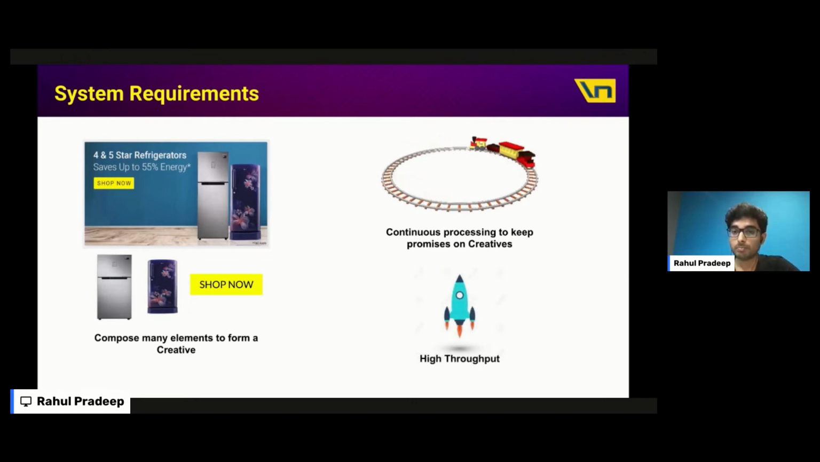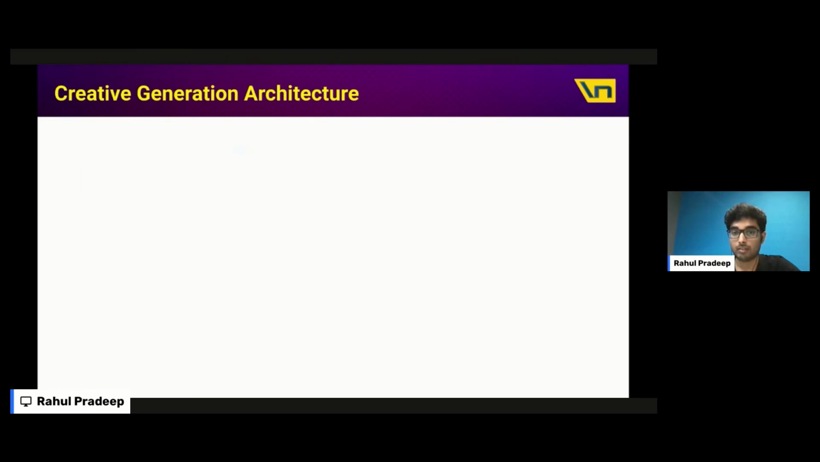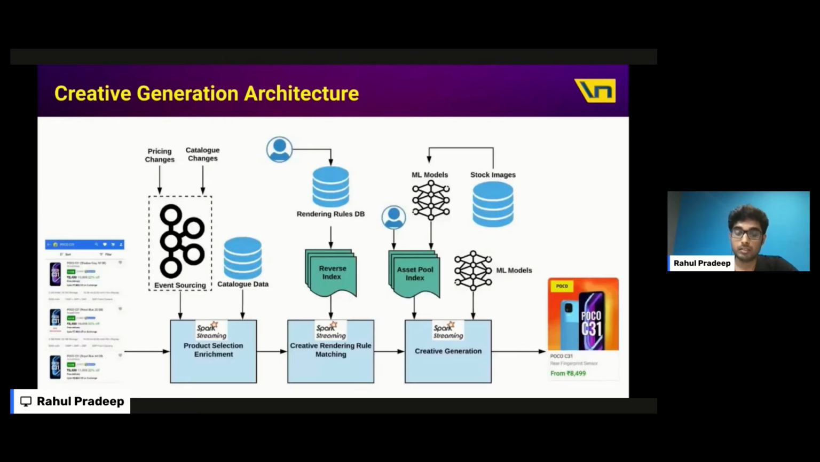And then to do all of these things efficiently and at scale, we need very high throughput. So keeping these things in mind, let's look at how the architecture looks like at a high level. The input to creative generation is this product selection, which came out of the strategy execution that Ruchika had explained earlier, right? Once we have this product selection, we'll try to gather as much information about it by looking at my catalog data and many other systems, right? And we call that phase product selection enrichment.